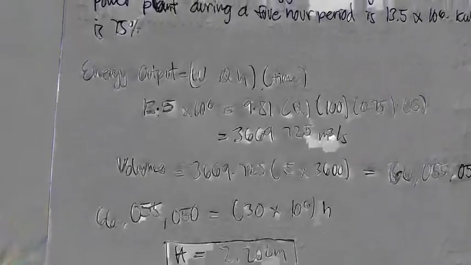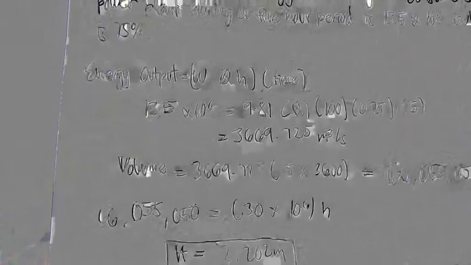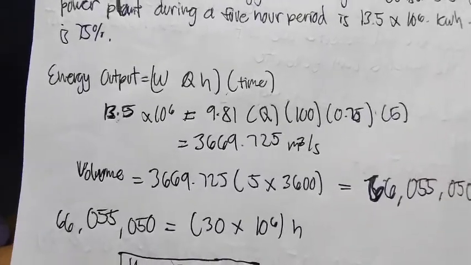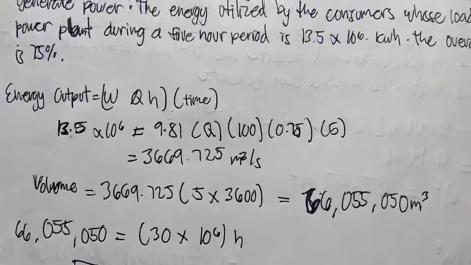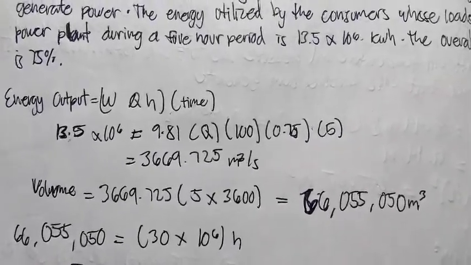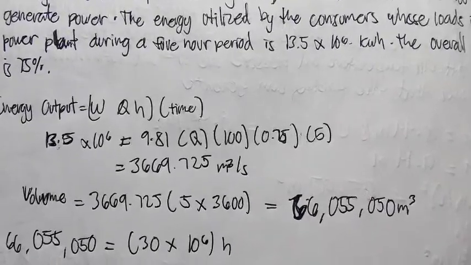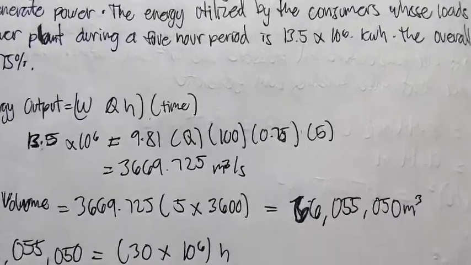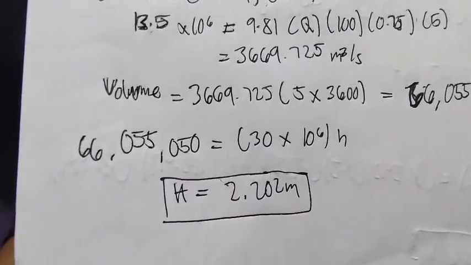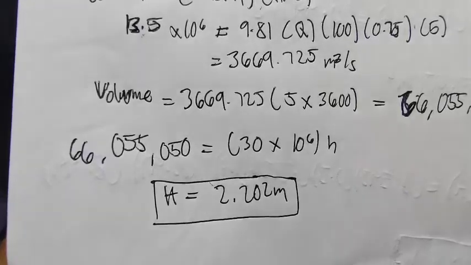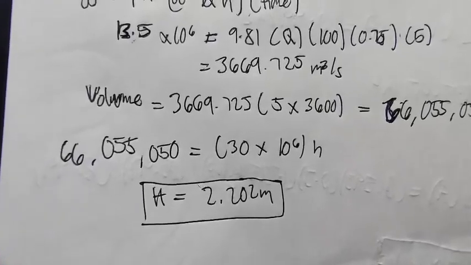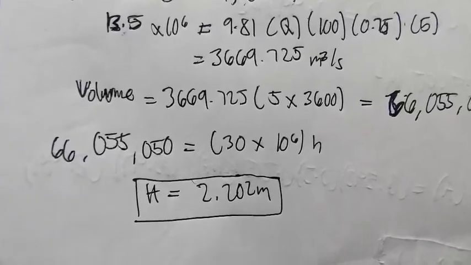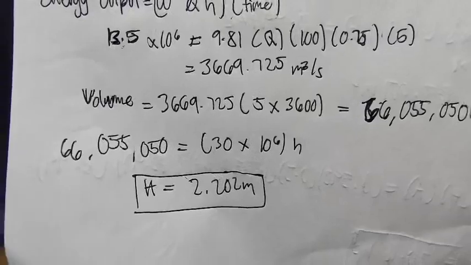So let's have the volume. So 3669.725 times 5 times 306,000 is equal to 66,555,000 cubic meter. So 66,050 divided by 30 by 10.6 is equal to 2.202 meter.